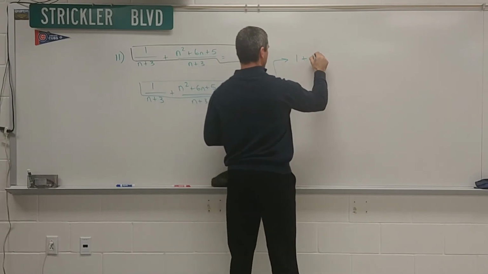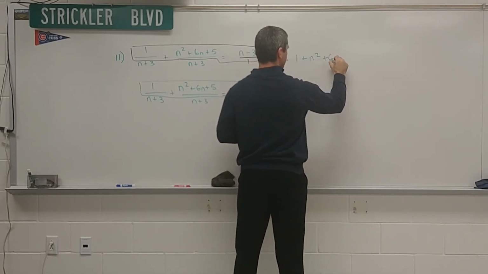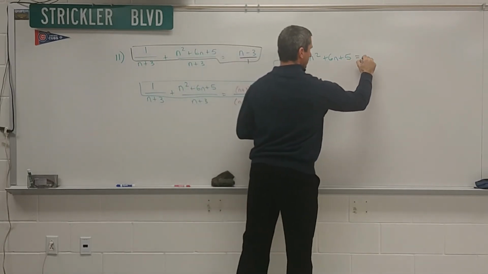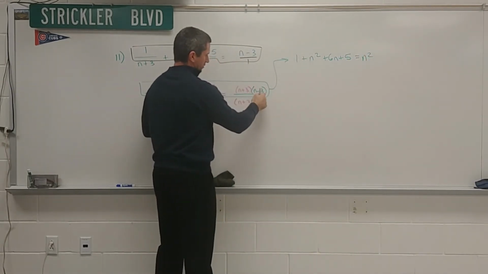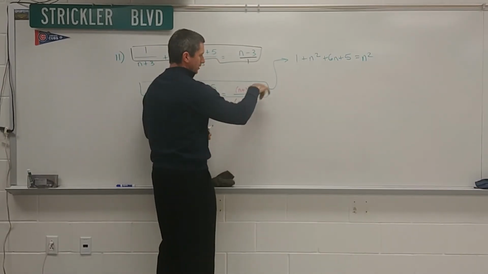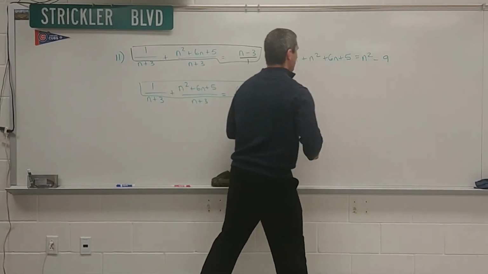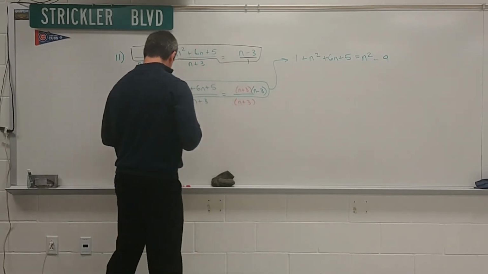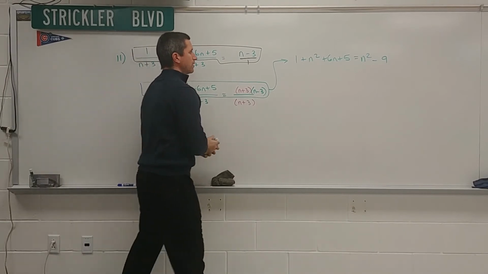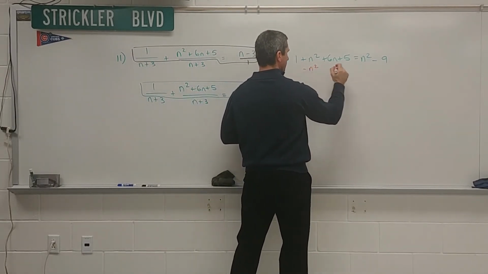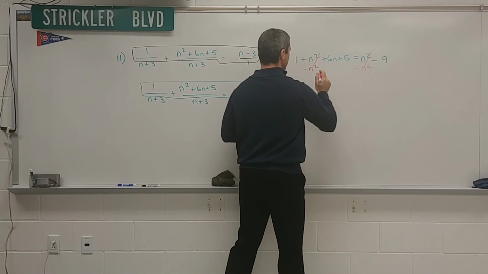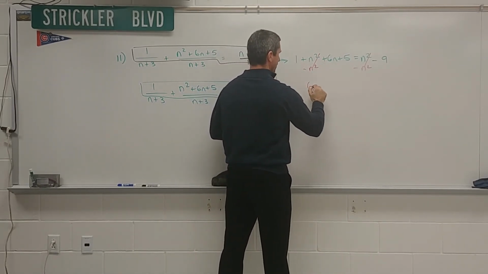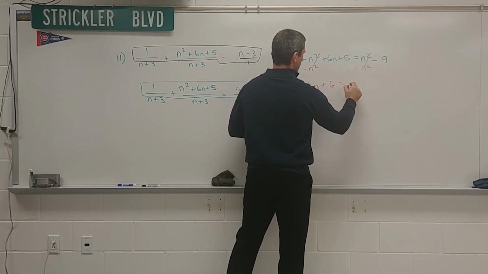1 plus n squared plus 6n plus 5 equals n squared minus 3n plus 3n, cancel, minus 9. All right, let's zero it out. Oh, do you see this? I see something. Right here. When you subtract n squared from both sides, boom, boom, gone. So we're left with, let's go ahead and combine like terms right here as well. 6n plus 6 equals negative 9.